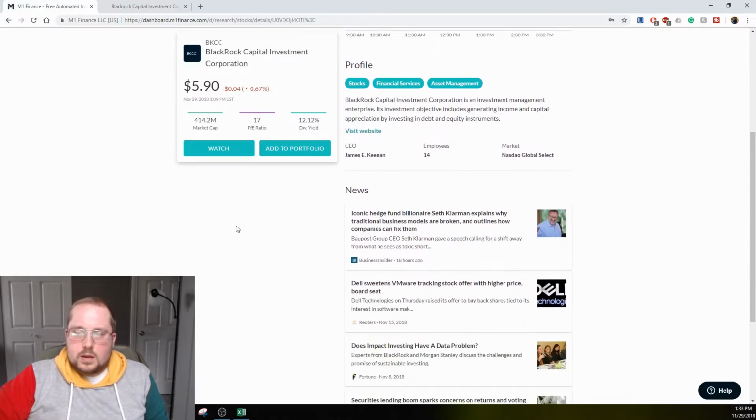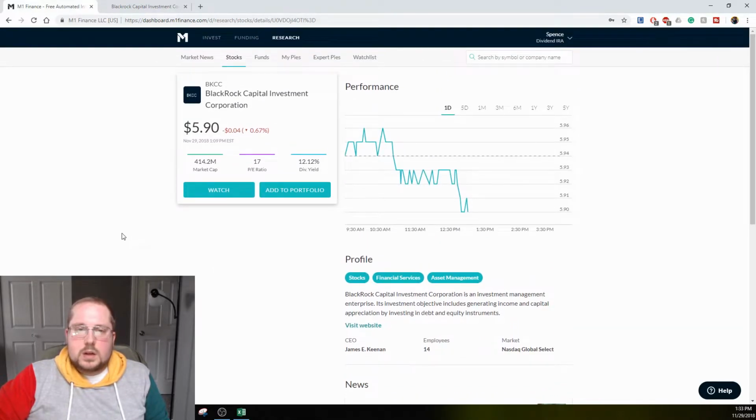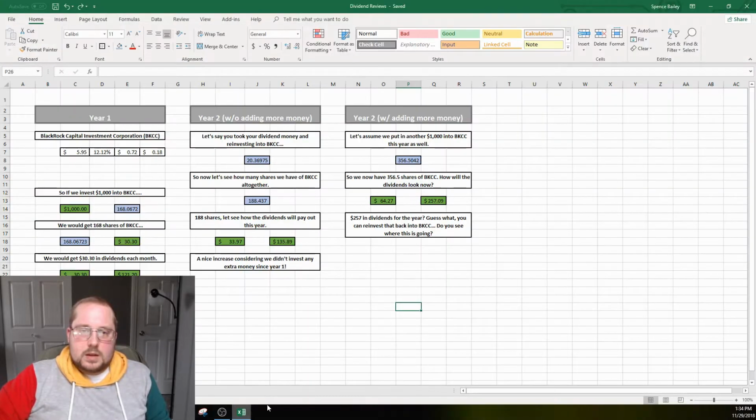But for today's purposes, I wanted to do a little bit of a show and tell, or an example, of how you can really make some money off of this dividend stock, or dividend stocks in general. So I've made a spreadsheet. And again, this is a fund or a stock that I actually hold in my M1 Finance portfolio. So I am actually utilizing this. This isn't just me blowing smoke and telling people to go do this. I actually own shares of BlackRock.